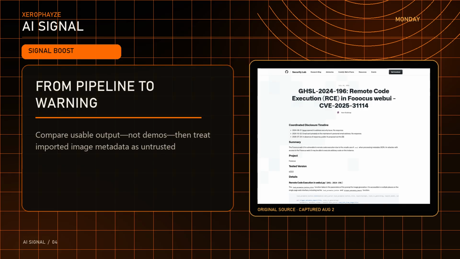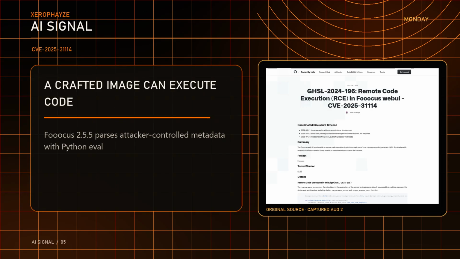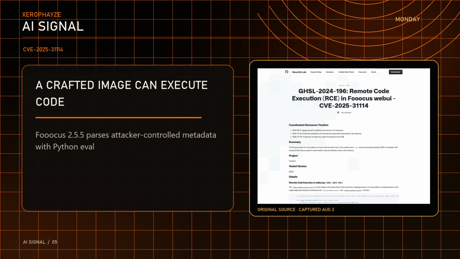Now for today's signal boost, and this one is a security warning for Fooocus users. GitHub Security Lab disclosed a remote code execution flaw in Fooocus version 2.5. The vulnerable metadata parser used Python's eval function on values embedded in imported image metadata. A specially modified image could therefore execute arbitrary code when its metadata is loaded. The public fix replaces eval with a safer literal parser, but the pull request is still open and awaiting maintainer review as of August 2nd.